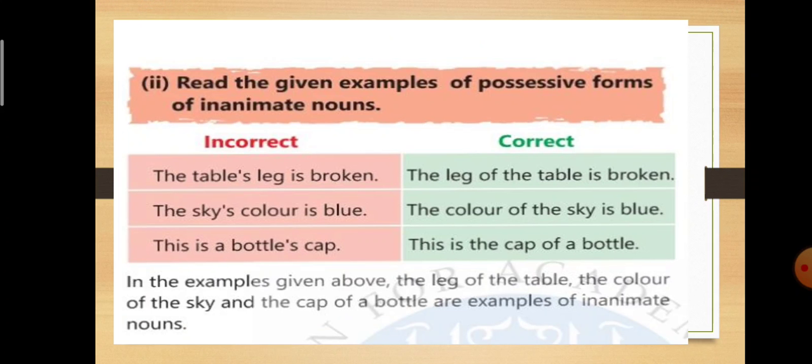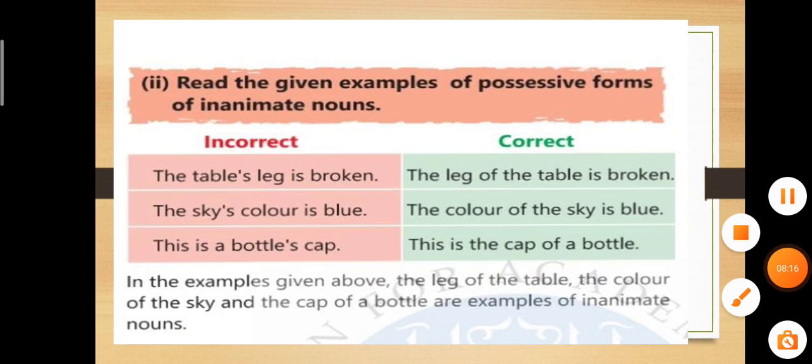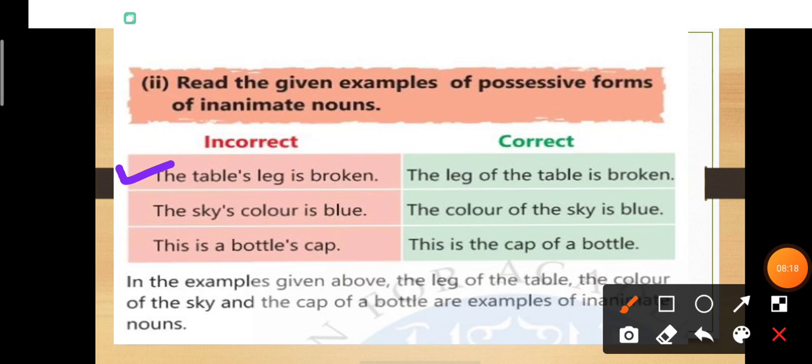So here are some examples given. If we write "the table's leg is broken," that is wrong, as table is an inanimate thing, non-living thing, inanimate noun. तो जो चीज़ नॉन लिविंग है उसके साथ हमने एपोस्ट्रोफी नहीं ऐड करनी. This is wrong, this is incorrect. What is the correct structure of this sentence? The leg of the table is broken.